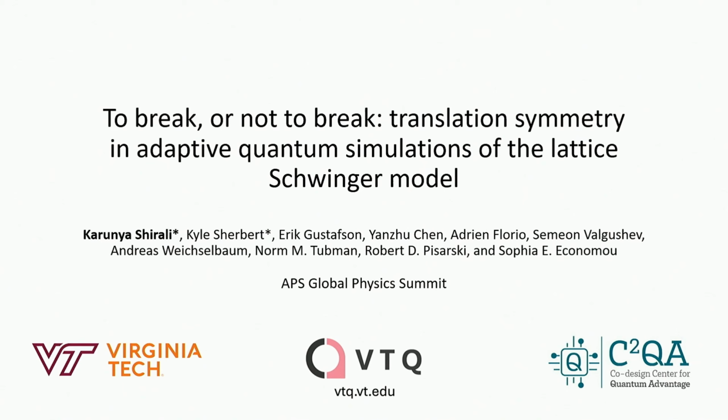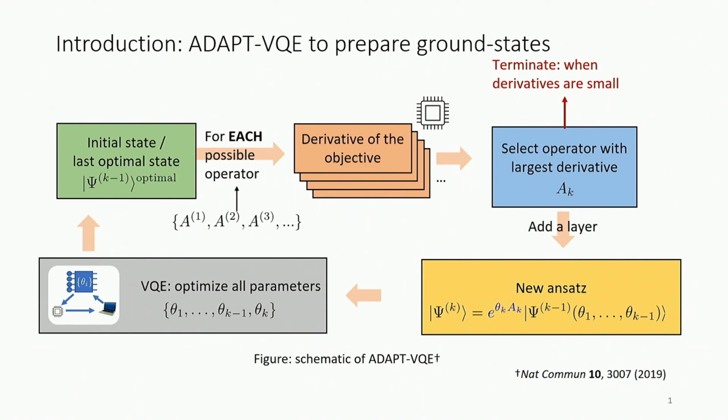Hi, everyone. I'm Karunya, and I'm a postdoc at Virginia Tech. And today I'm going to be talking about breaking symmetries in adaptive quantum simulations of the lattice Schwinger model. So an adaptive quantum simulation basically involves using the adapt VQE algorithm to prepare a desired state of a system. In particular, the adapt VQE algorithm works by iteratively constructing an ansatz in order to prepare the ground state. So here we're going to focus on preparing ground states of systems.